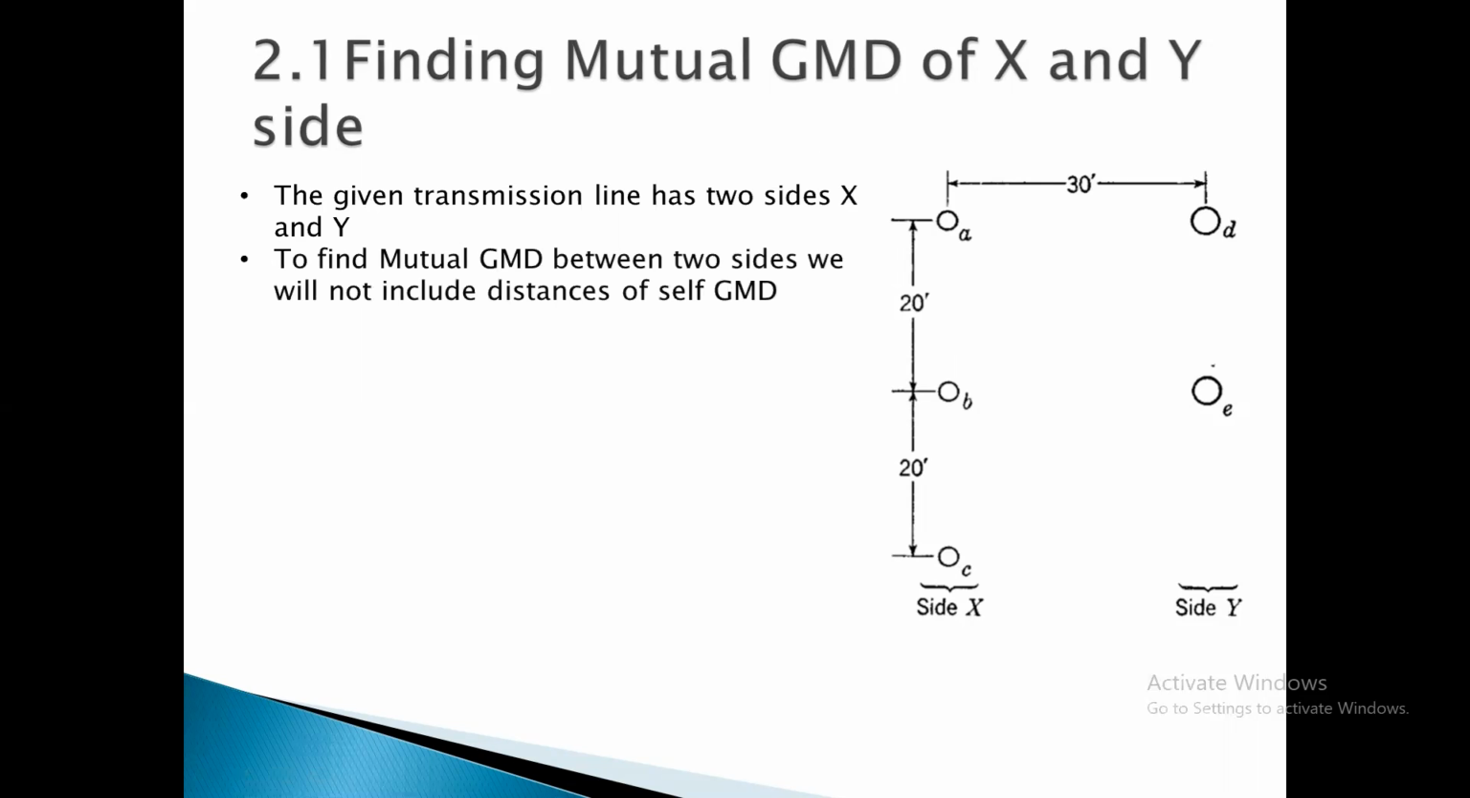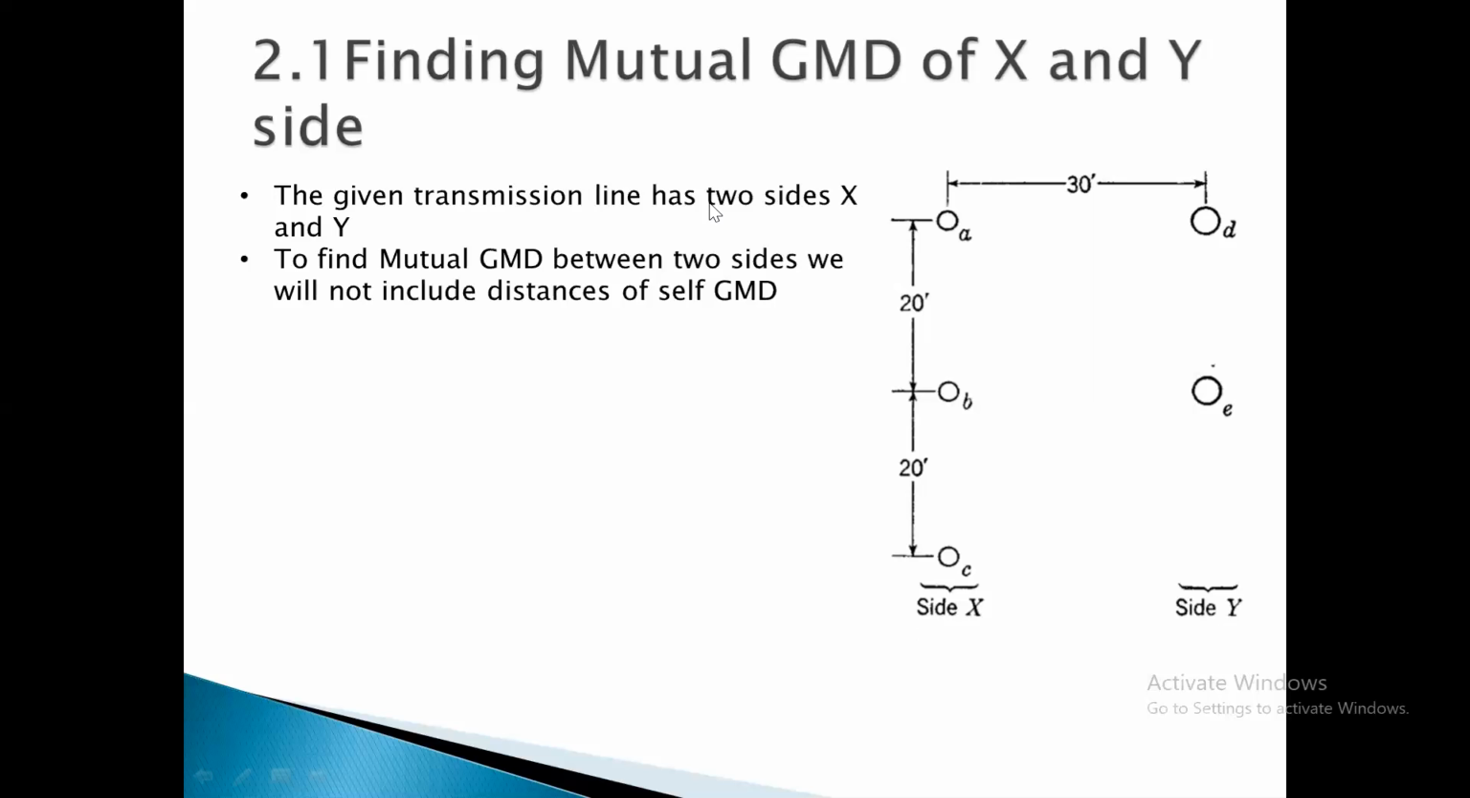To find mutual GMD between two sides, we will not include the distances of self GMD. Actually, as I will show in the next slide, even if I include the distances of the self phase side, the answer will be the same. So firstly I am not considering the distances of this side. This is one phase and this is another phase, because it is given that there are two sides, side X and side Y.